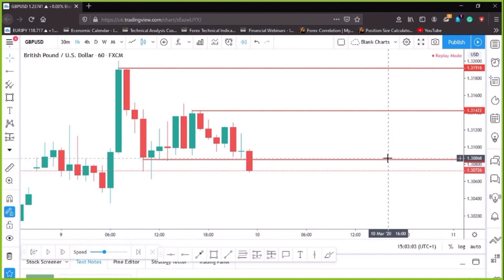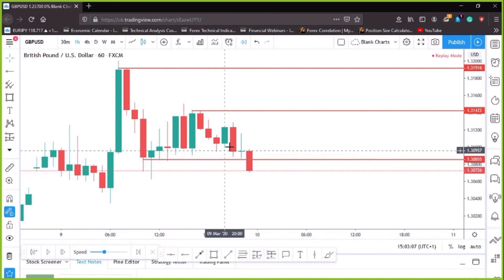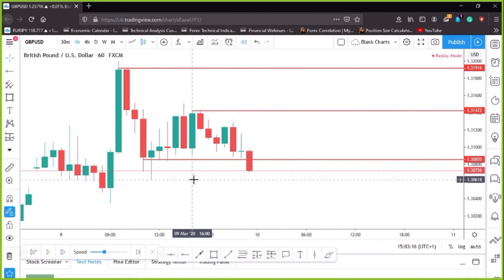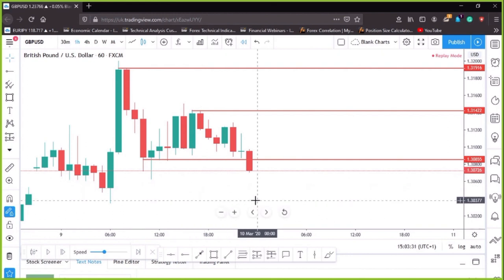Do you guys understand why I changed my bias? Because the new daily candle opened. I looked at the time, so if I hover here, can we see at the bottom it's got 22, so the new candle would have opened. It opens at 10 o'clock at night, remember I said? Yeah. Okay, lovely.